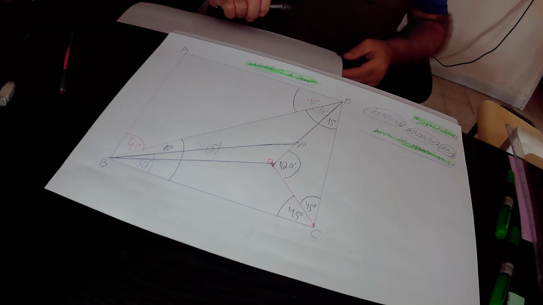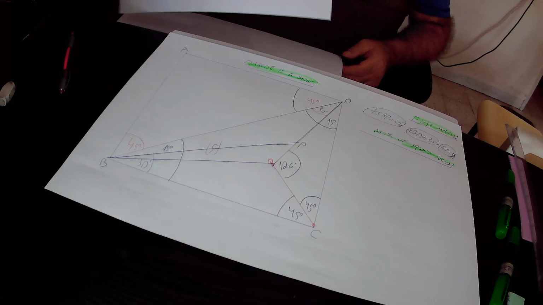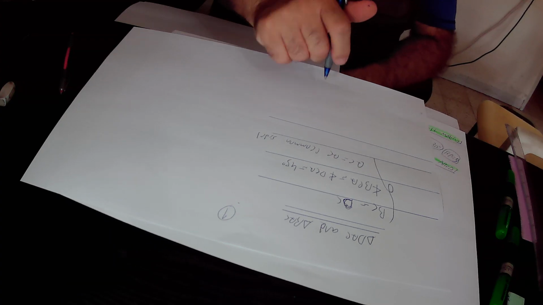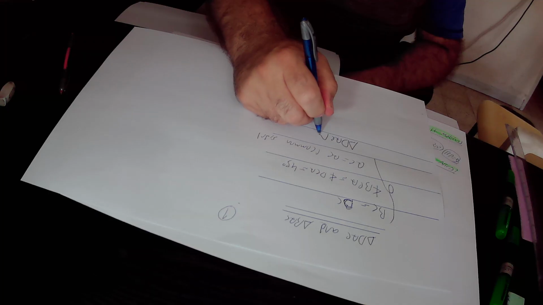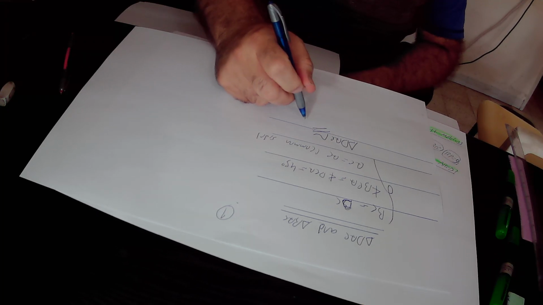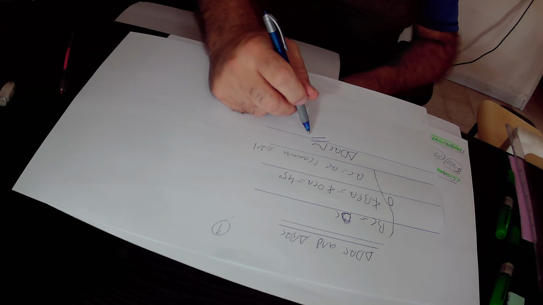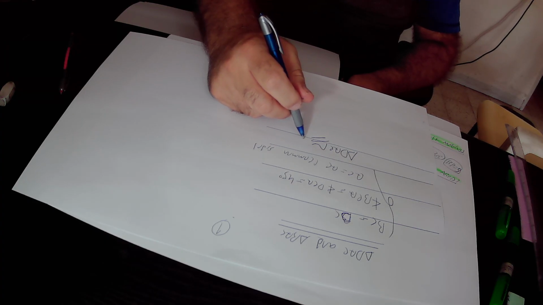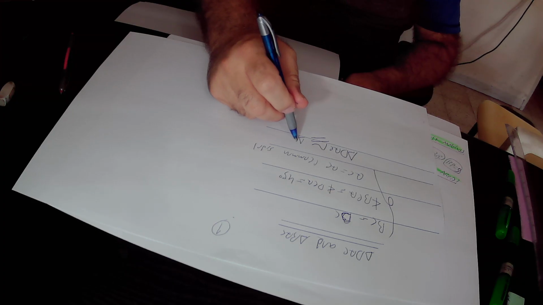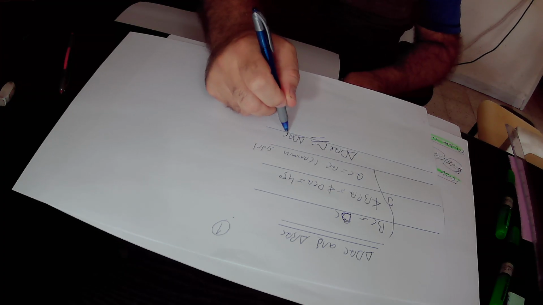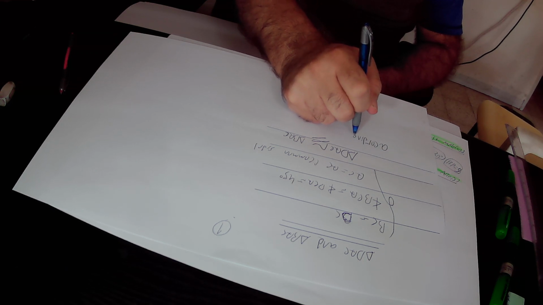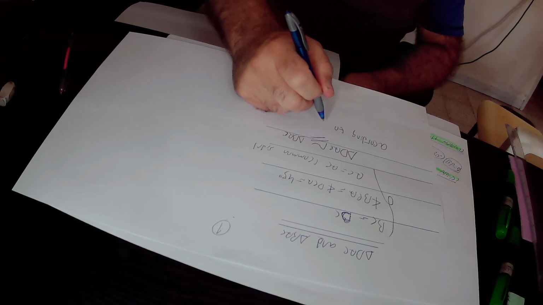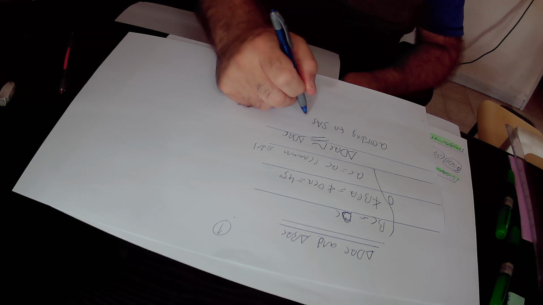So now, I will show that triangle DQC can go into triangle BQC according to the side angle side rule.